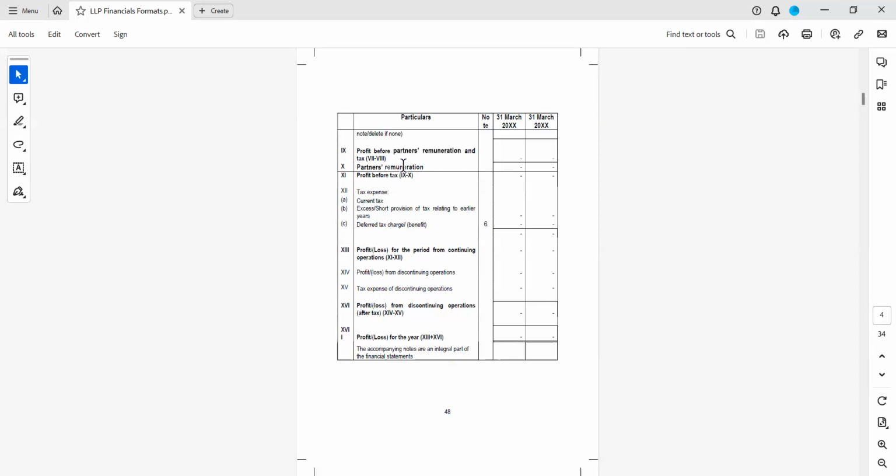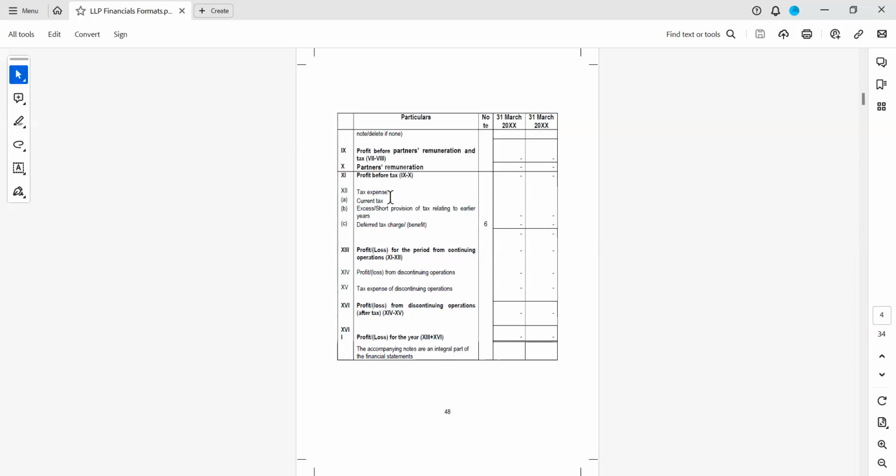Usually what we do, we more or less show LLP also like a partnership firm. So please don't do it that way. There should be a comparative figure in case of LLP, definitely. In a partnership firm, if you don't give a comparative figure, it is okay. But for LLP, it is required.